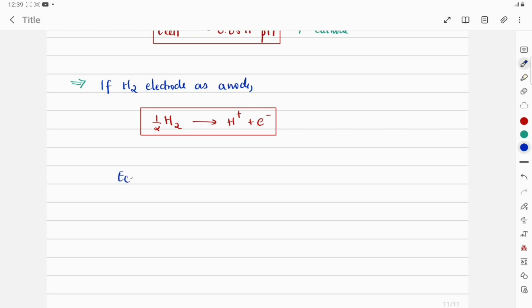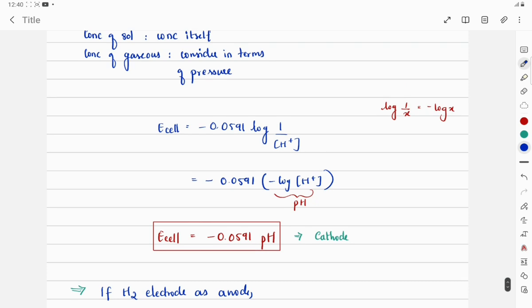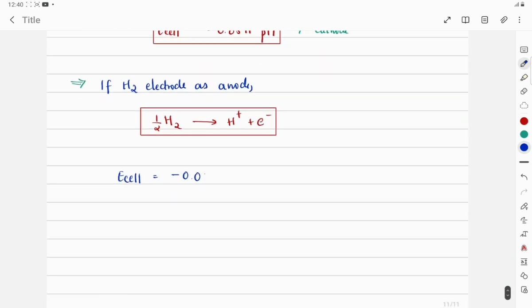So my E cell value when hydrogen electrode is anode would be minus 0.0591 log product by reactant. Let's write it from this equation itself. What is the product here? It is concentration of H+ divided by, what is the reactant? It is partial pressure of H2 gas raised to 1 by 2. Okay, but I have taken this as 1 atm, which means I can rewrite it as minus 0.0591 log concentration of H+.